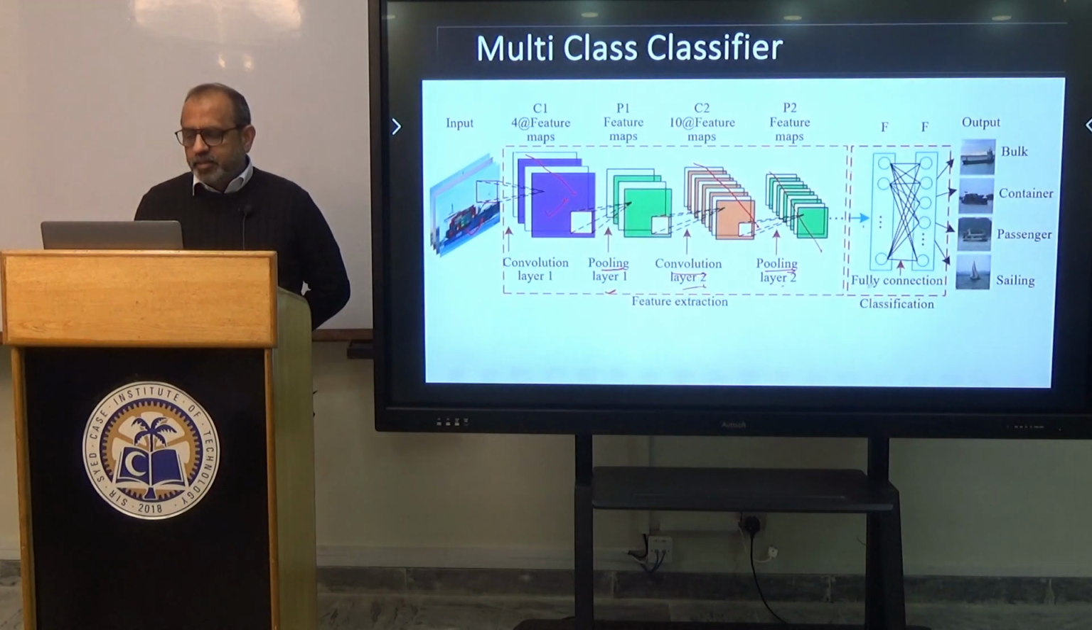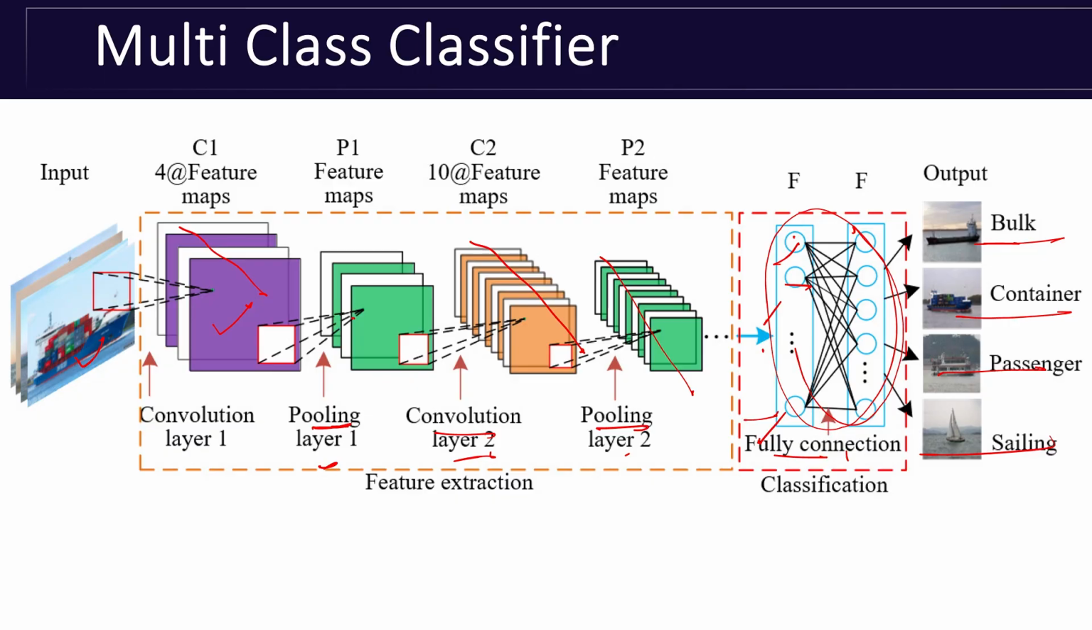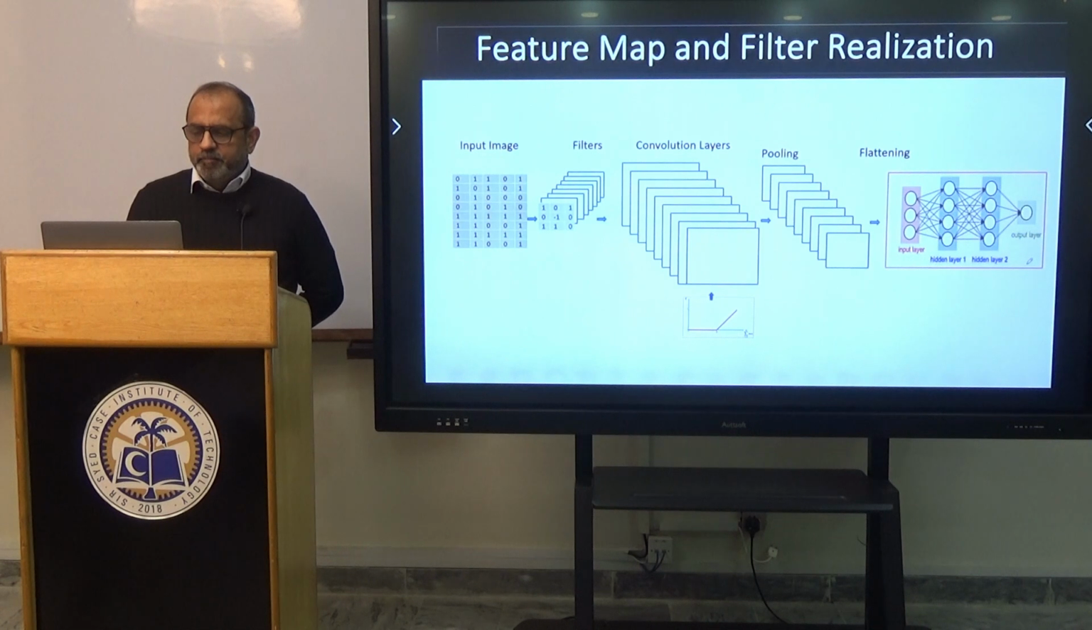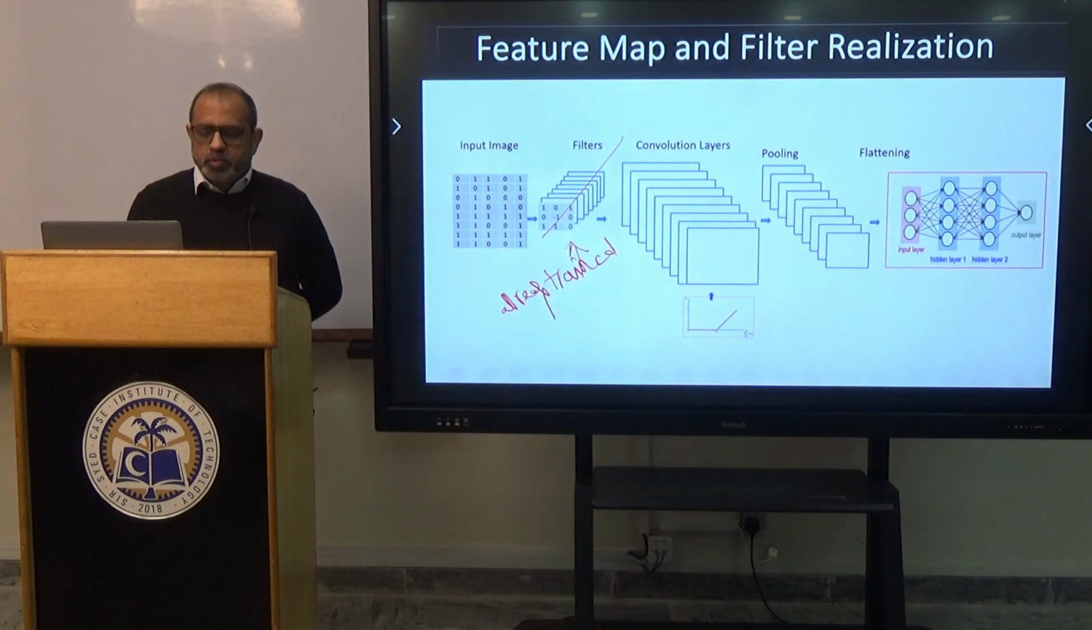And then you flatten this to have a normal neural network, as if you had fed features into the neural network, then you have a fully connected network. You train these weights to get whether it is a bulk carrier, a container ship, a passenger ship, or a sailing boat. So almost the same. The images and set of filters come from an already trained model, so you get the filters. If you are training, you have to train these weights as well. These all are going to be variables.